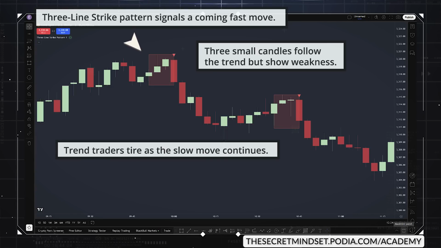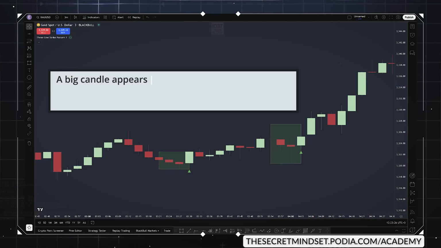People trading with the trend are getting tired. Some might even start to think about trading the other way. That's when the big move happens.